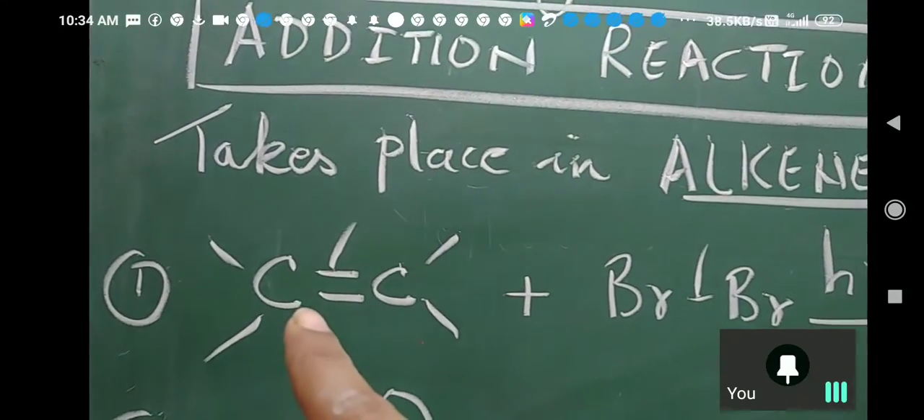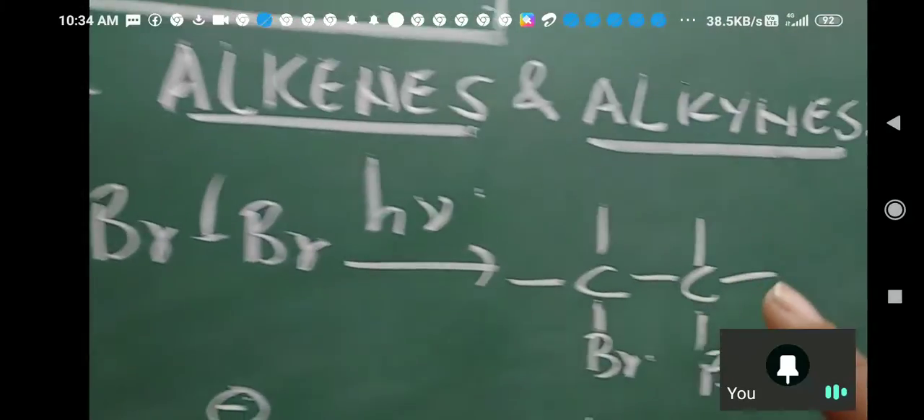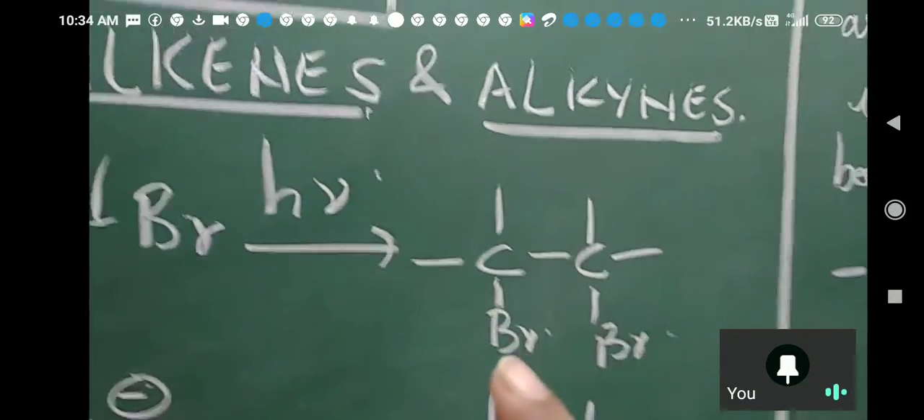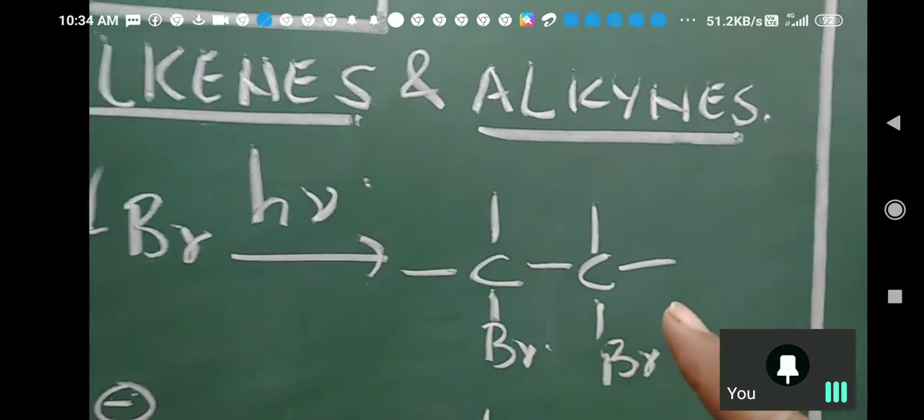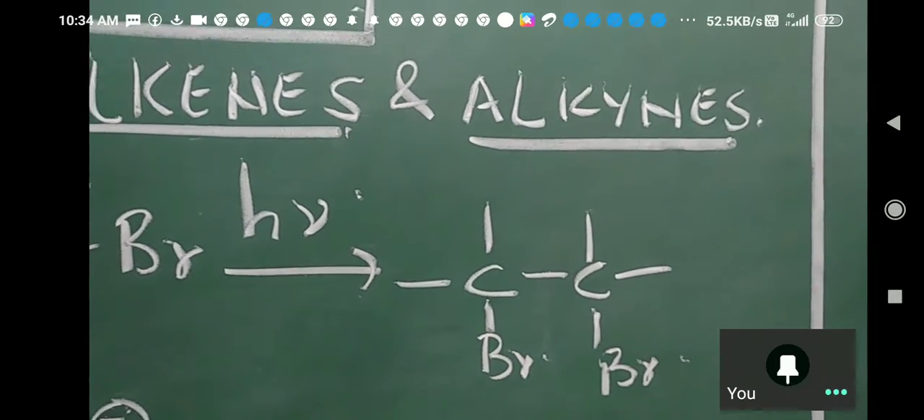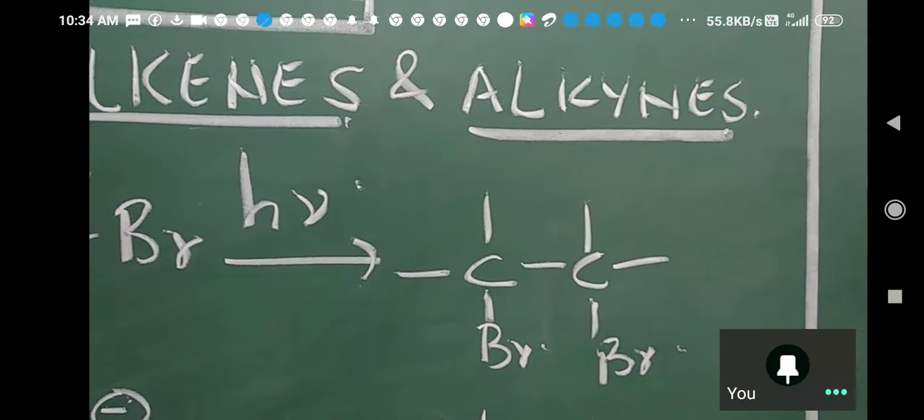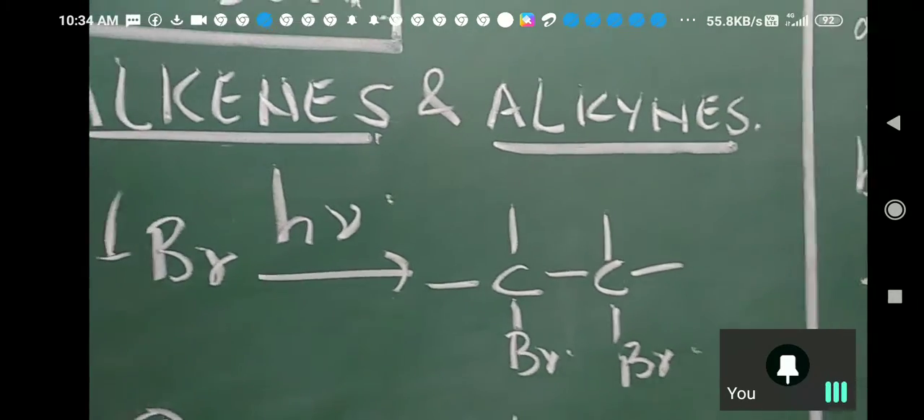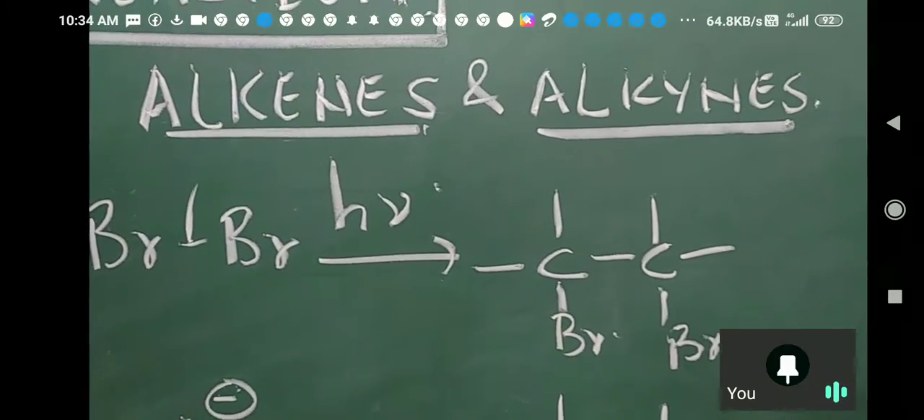Is this clear? And it will result in the formation of a dibromo derivative. Dibromo, two bromine atoms will be added simultaneously. So this is free radical addition, right?